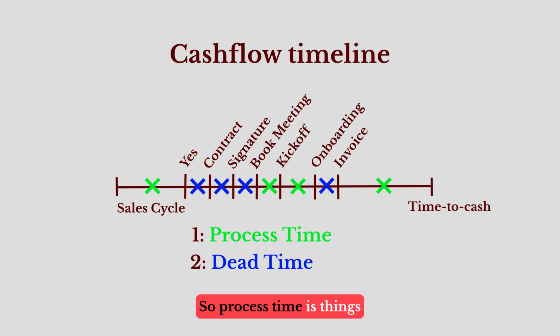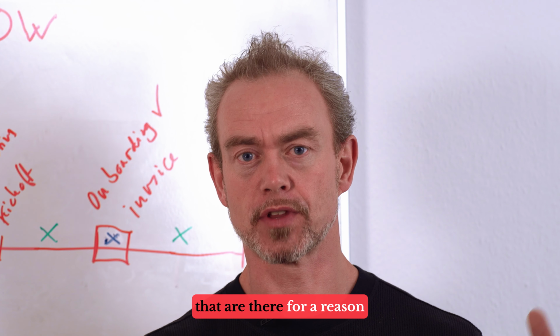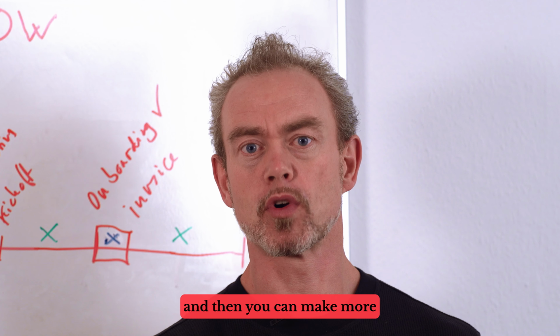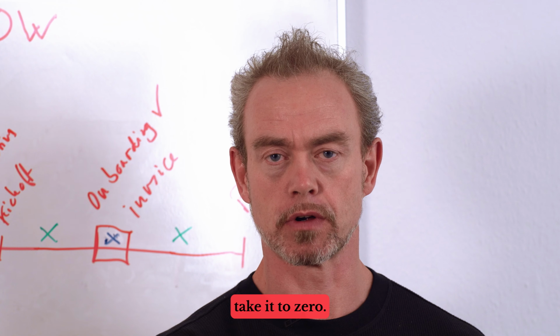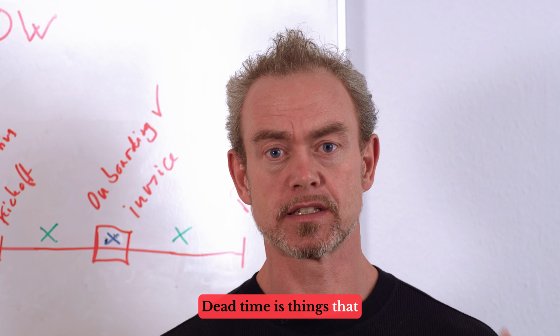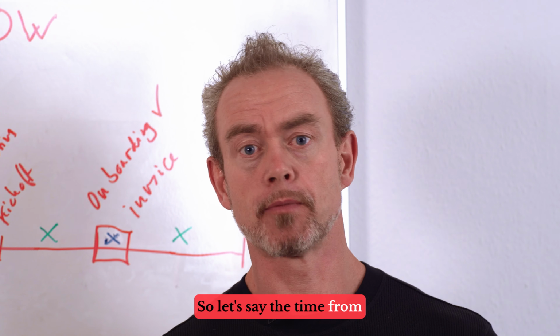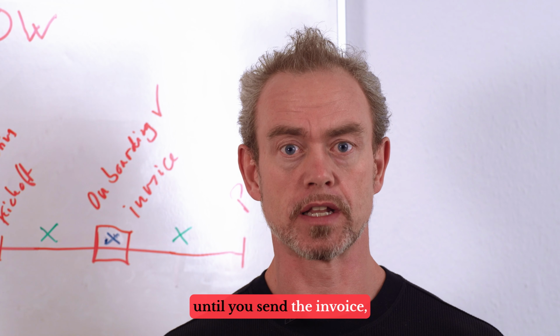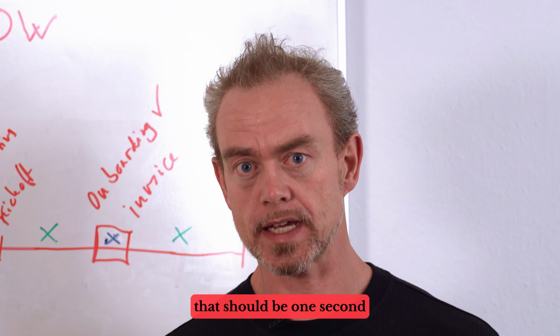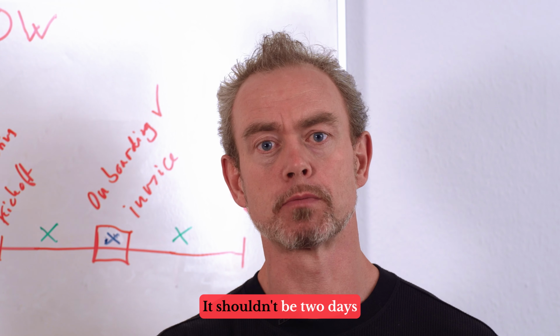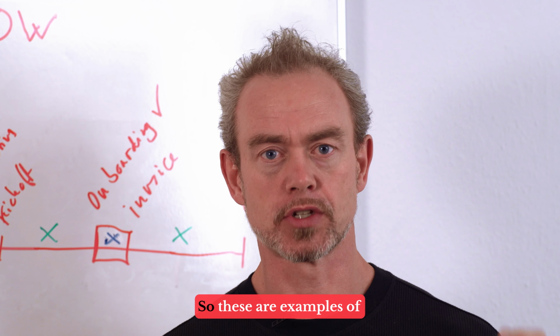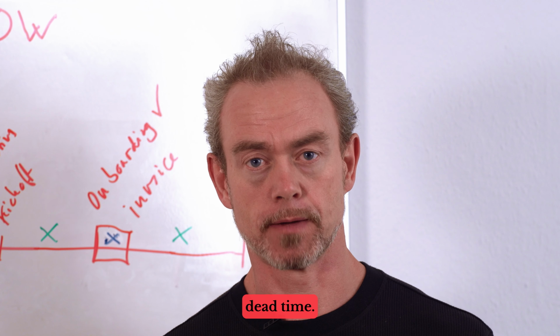So process time is things like the sales cycle, things that are there for a reason and that you can make more efficient, but you can't take it to zero. Dead time is things that you can and should take to zero. So let's say the time from they send the contract until you send the invoice. That should be 1 second or 2 minutes tops. It shouldn't be 2 days or a week. So these are examples of dead time.